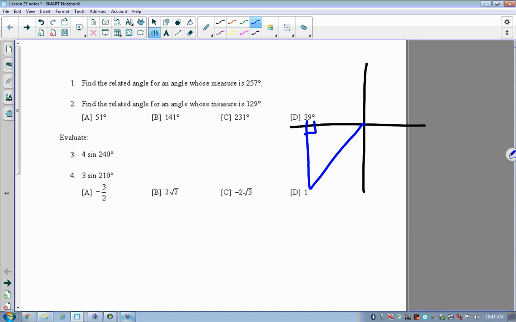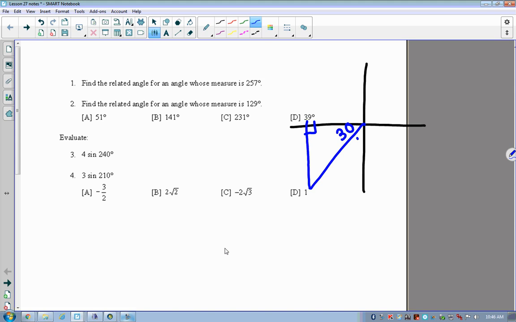70. No. 30. How did you get 30, Perla? 210 minus 180. How did you get 70? Emmanuel, what did you do to get 70? 270. Oh, you were trying to get to 270? Well, even then that would have been 60, right? But we're not trying to get, that would have gotten me to there. I don't want to get between my terminal side and the y-axis. I want to get from my terminal side back to the x-axis. Do you see the difference?